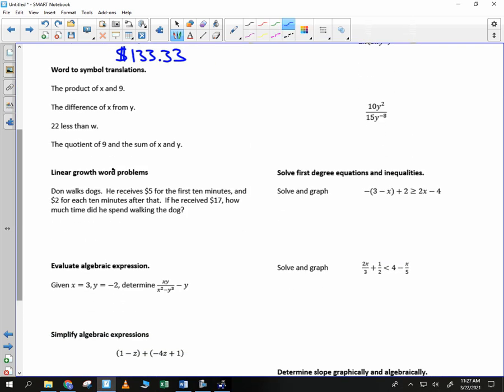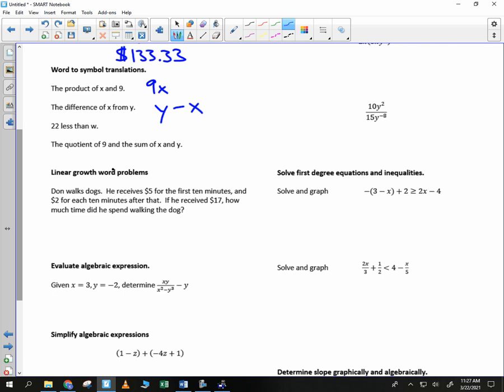Let's translate some words into symbols, excuse me. A product of 9 and x is simply going to be 9x. How about the difference of x from y? What's that going to look like? Very good. From y means we take y minus x. We take the x from the y. So important that you see that.